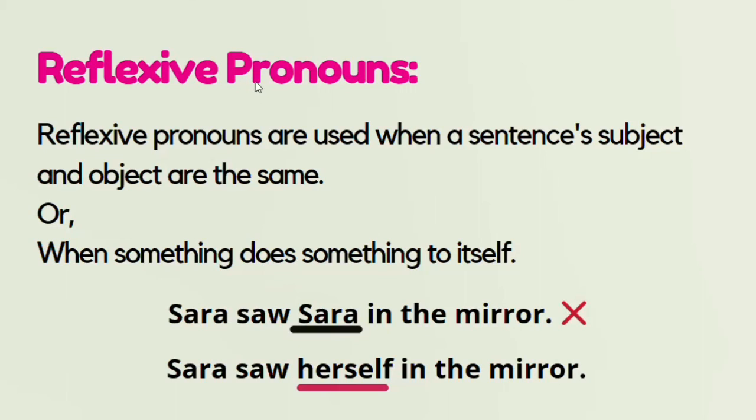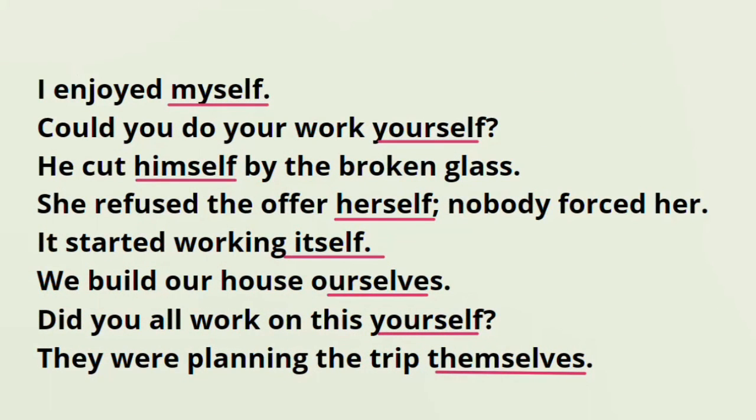Reflexive pronouns. Reflexive pronouns are used when a sentence's subject and object are the same. Or you can say when something does something to itself. For example, Sarah saw Sarah in the mirror. If Sarah is doing something to Sarah, we just cannot use the noun here again, okay? The subject is Sarah, object is also Sarah. So how will we write this? We'll say Sarah saw herself in the mirror. So we have 8 reflexive pronouns as well.